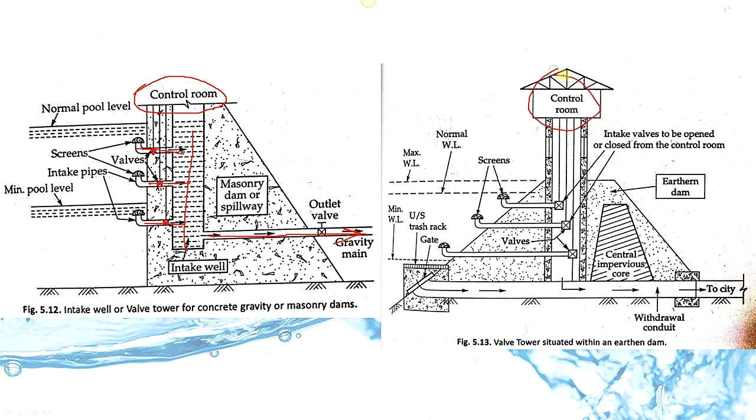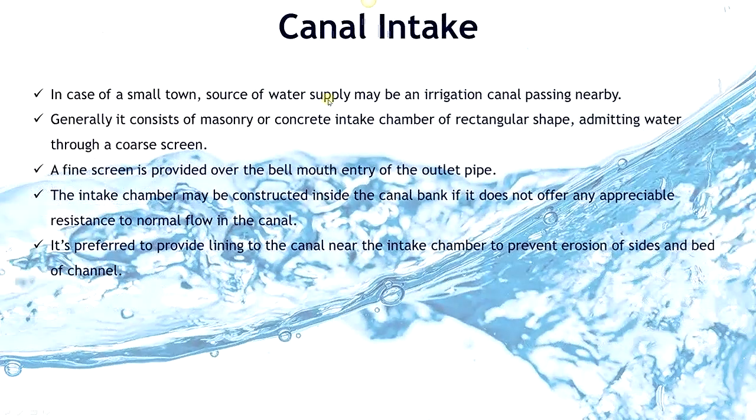Next, canal intake. If water has to be withdrawn for a small town or any rural area that is not possibly near a major river or lake, then the source of the water supply may be an irrigation canal passing nearby the village or town. In case of canals, the intake well is generally located in the bank or slope of the canal because the flow of water in the canal cannot be obstructed.